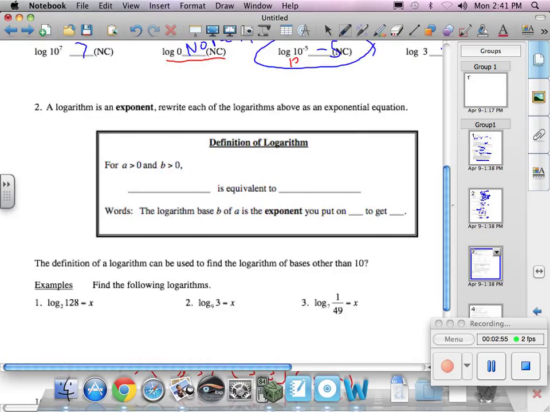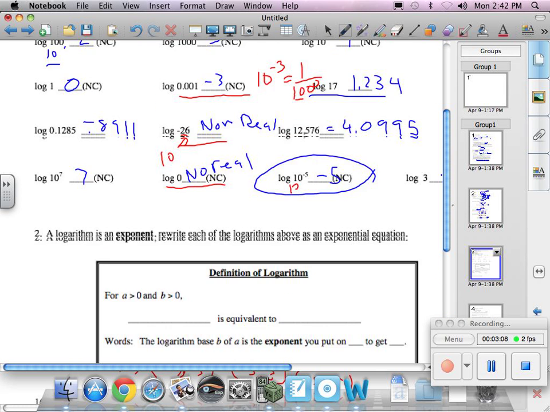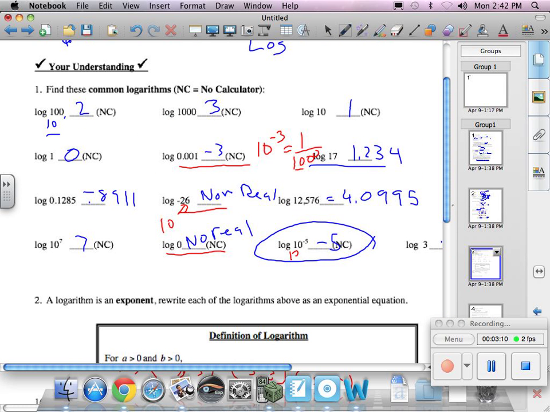Okay. So here's a definition. A logarithm is an exponent. Rewrite each of the logarithms above as an exponential equation. So if I was to do that, just right below each one, I could rewrite that as an exponential equation by simply doing this. 10 to the second power equals 100. Or 10 to the third power equals 1,000. Or 10 to the first power equals 10. Okay? Why don't you go do that, and we'll check back in just a second.